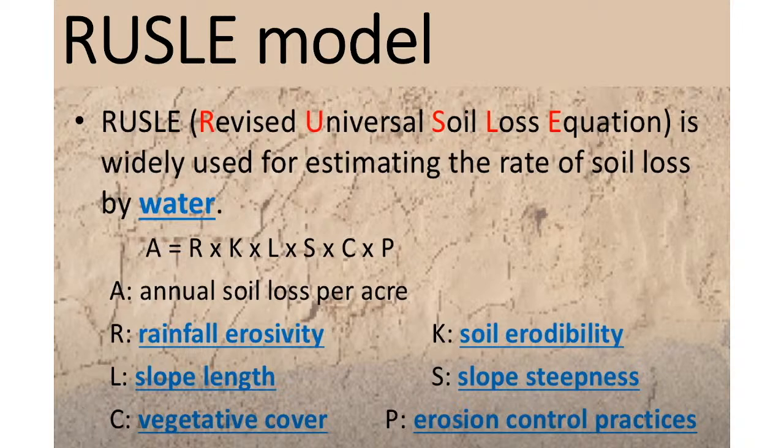It's showing the annual soil loss per acre, and R is the rainfall erosivity. I will talk later about how it will be calculated. L is the slope length. C is the vegetation cover. K is the soil erodibility. S is the soil steepness, and P is the erosion control practice. Now here I can get all of those factors, and when I generate all of those factors, I can easily apply the formula and calculate the soil loss.